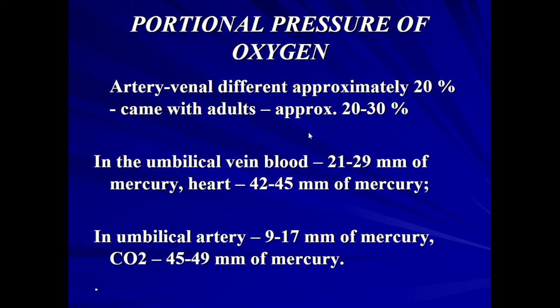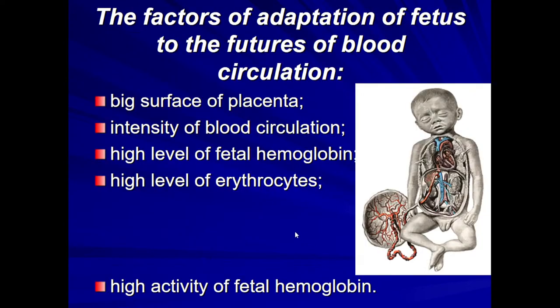The partial pressure of oxygen arteriovenous difference is approximately 20%, compared with adults approximately 20 to 30%. In the umbilical vein blood it is 21 to 29 millimeters of mercury, in the heart 42 to 45 millimeters of mercury, and in the umbilical artery also.